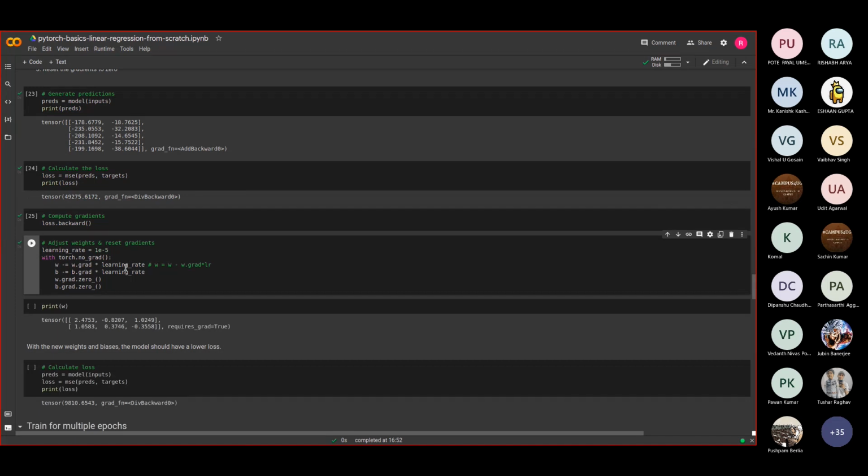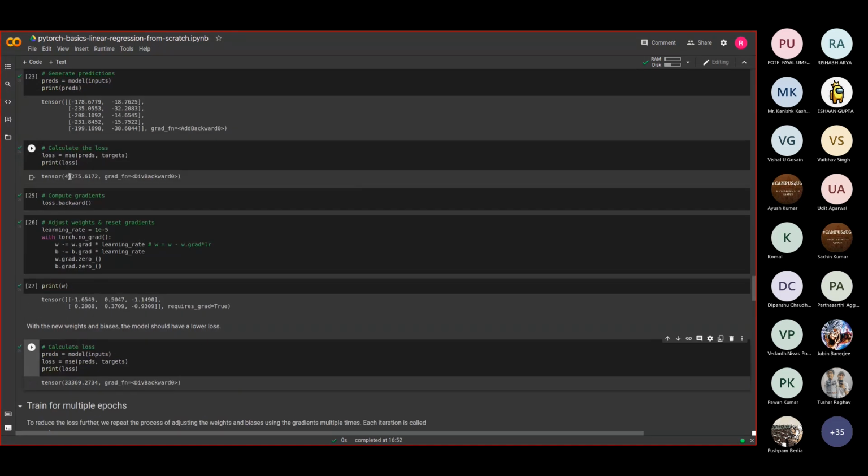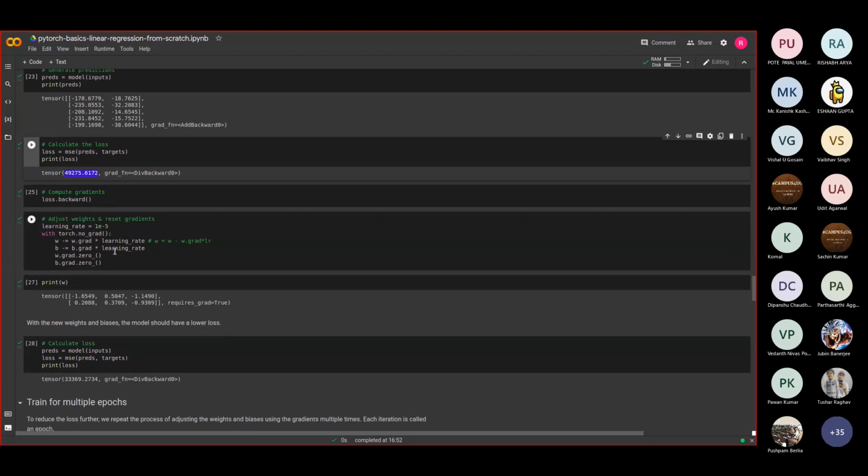Here they've already explained about the learning rate. We just multiply the learning rate with the gradient and then subtract that from the weights, and we get our new weights, which minimize the loss further. Now we'll see the weights are updated, and our loss is much less. It's now around 33,000 as opposed to around 49,000.